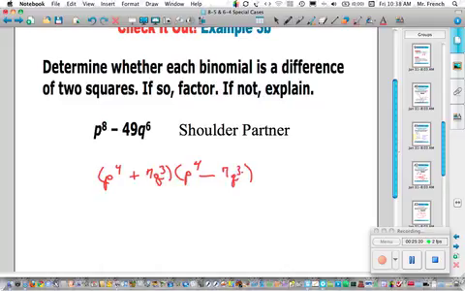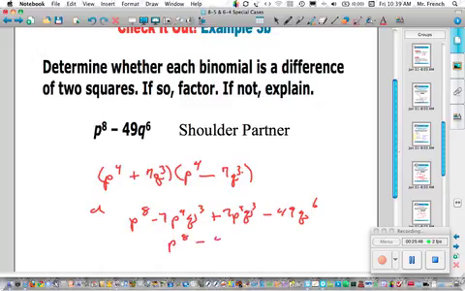Okay. And then, of course, we're going to check it. And when we check it, you're going to get p to the 8th minus 7 p to the 4th q to the third plus 7 p to the 4th q to the third, and then minus 49 q to the 6th. So that gives us p to the 8th minus 49 q to the 6th, and that checks. So there's our answer.